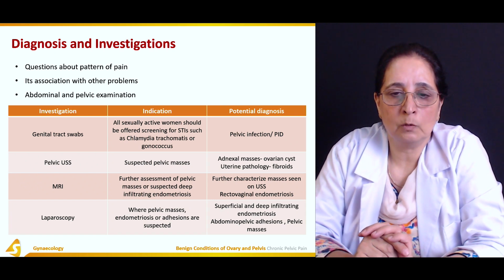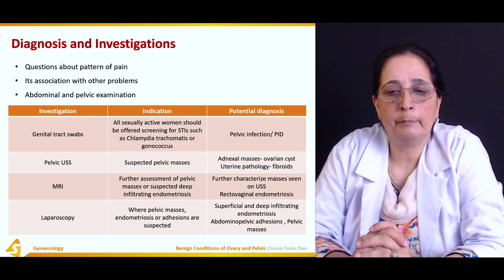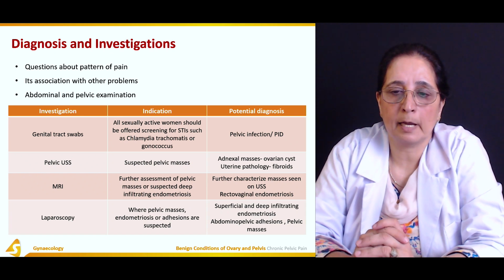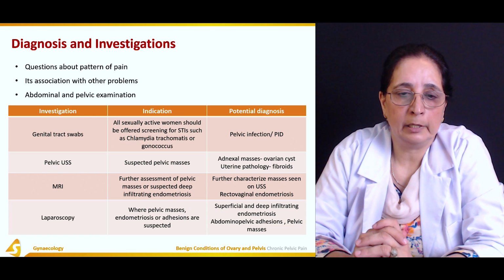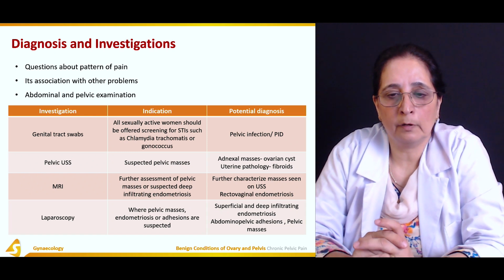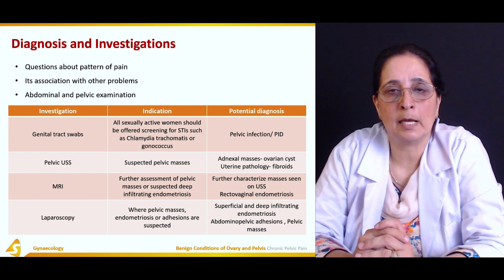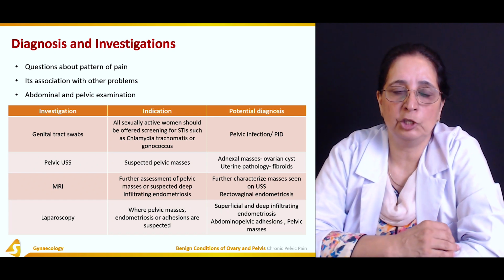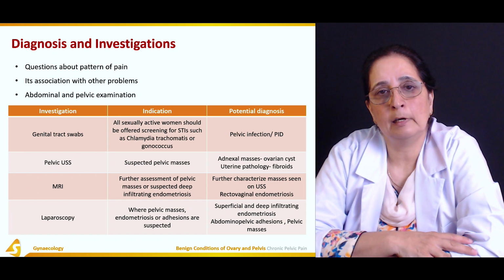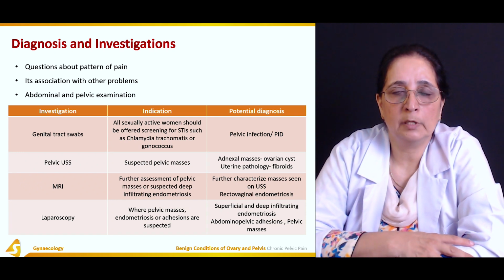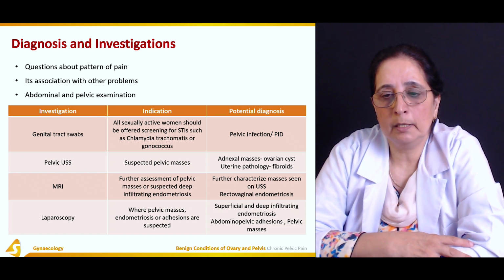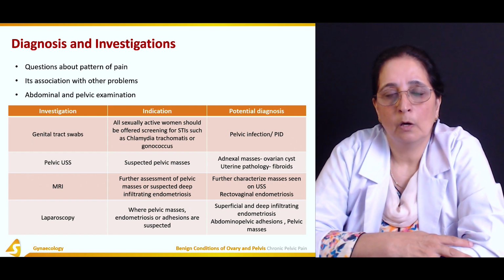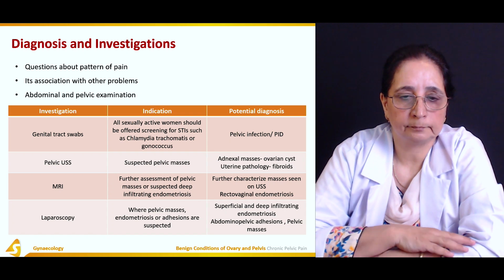Then pelvic ultrasound is usually done to find out any pelvic masses, and the diagnosis can be adnexal masses, cysts, fibroids, all these are differential diagnoses. MRI is done for assessment of, again, further masses, but MRI is specially done to find out how deep is the invasion or how deep the lesion or growth has infiltrated. That's done by MRI, usually to find out any rectovaginal endometriosis or any masses seen on ultrasound.